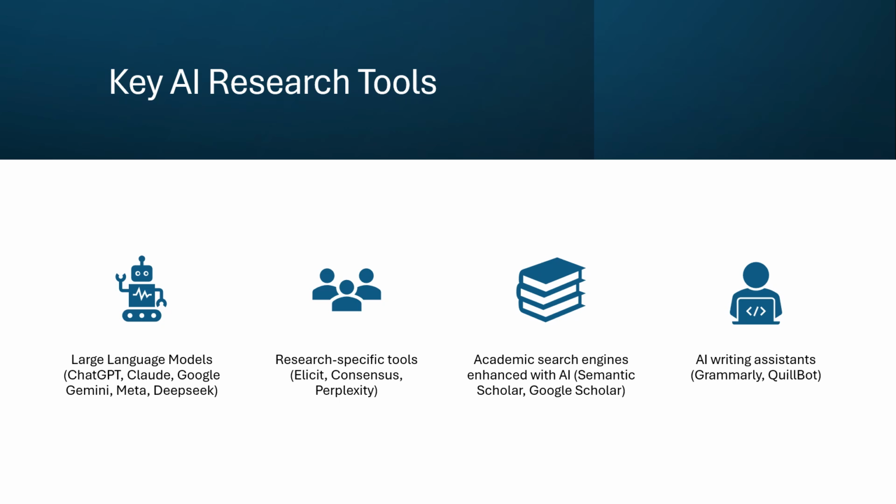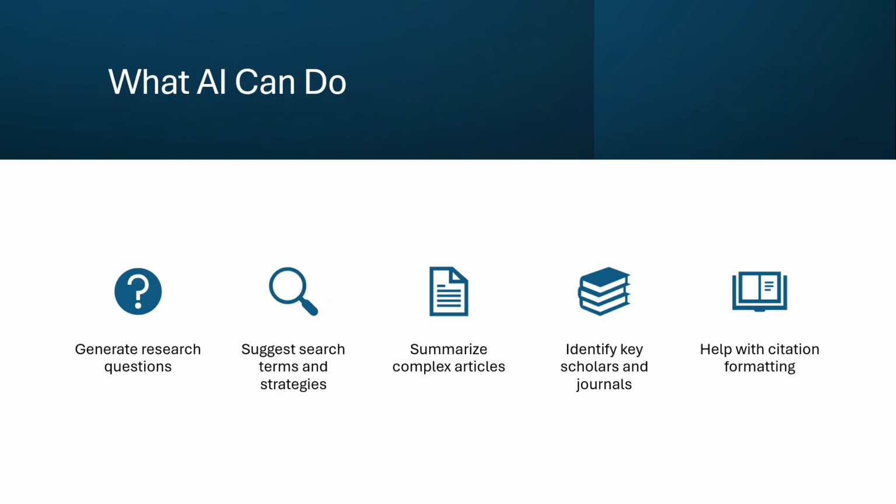We also know that academic search engines are already enhanced with AI. So tools like Semantic Scholar, or yes, our very own Google Scholar, use AI to try to find us the best sources. And finally, we have AI writing assistants. Many of us think of Grammarly. Some of you may be familiar with Quillbot. Of course, ChatGPT, Claude, the other LLMs can also be writing assistants. And Microsoft has built in lots of tools, or Gemini is built into Google.